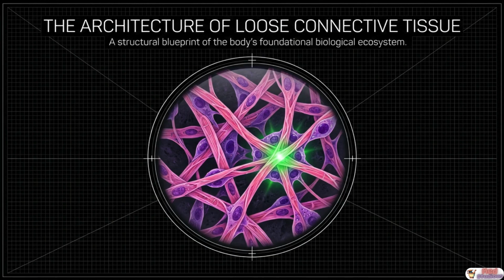Without it, our epithelial layers would starve, our organs would lack structure, and our immune systems would lose their most critical battlefield. In this video, we will explore this microscopic metropolis, breaking down its inhabitants, its scaffolding, and the environment they live in. If you want to master histology, you are in the right place. Let's dive in.